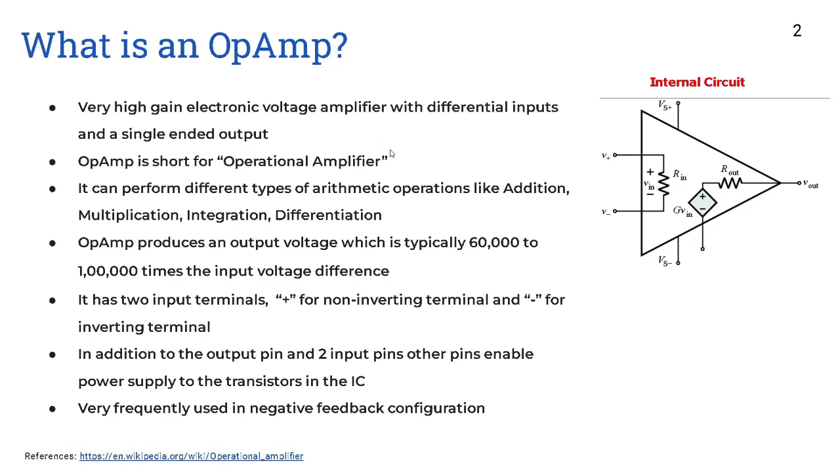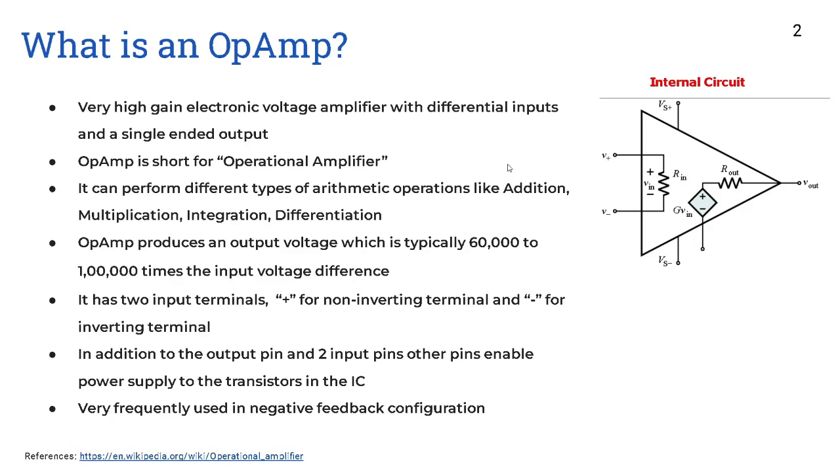The op-amp can be used to perform many arithmetic operations like addition, multiplication, integration, and differentiation. The name operational amplifier comes from this only. We know that it's an amplifier, and the term operational comes from the fact that it can perform all these kind of arithmetic operations.